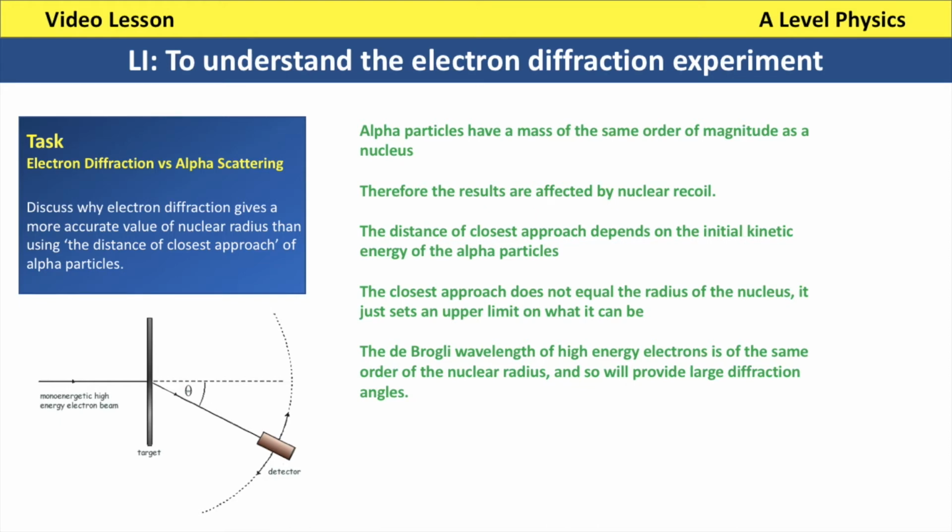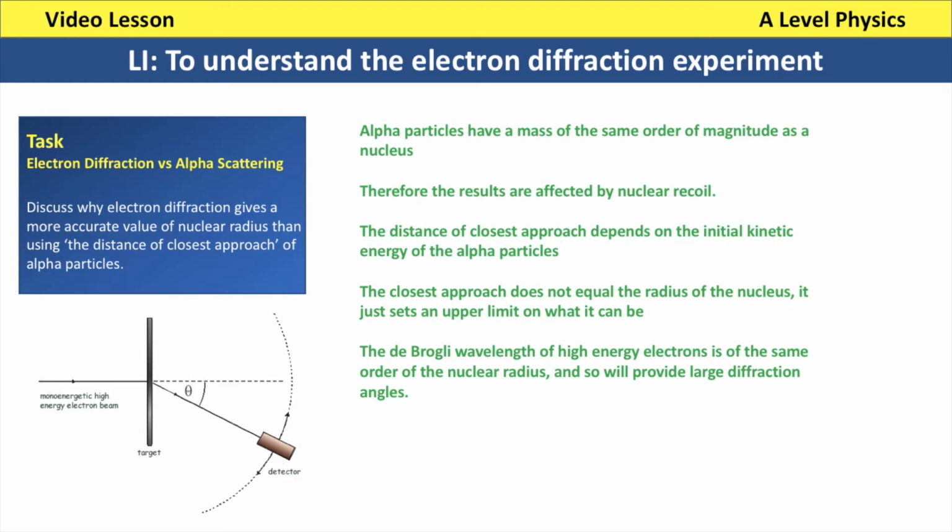The distance of closest approach method also depends on the initial kinetic energy of the alpha particle. Remember that the more energy that the alpha particle has initially, the closer it will get to the nucleus, and so reduce the distance of closest approach. Let's not forget either that the closest approach does not actually equal the radius of the nucleus, but it does set an upper limit on what it can be. So you can have 4 points there for explaining the flaws that come with the alpha scattering experiment.